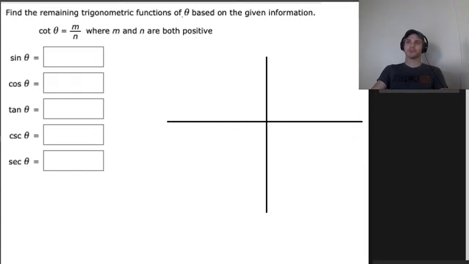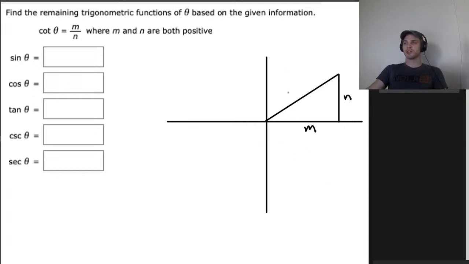Find the remaining trigonometric functions of theta based on the given information. It says cotangent of theta is m divided by n, where m and n are both positive. Okay, so m and n are both positive. That means that we are somewhere in the first quadrant, and we can do the same situation here. Cotangent is the x over the y.